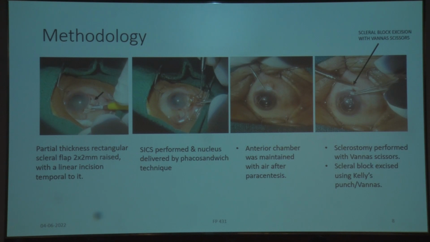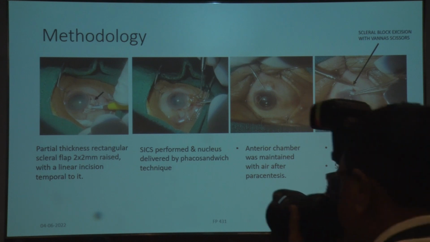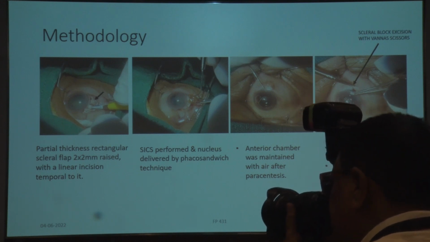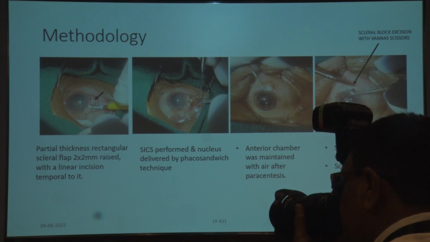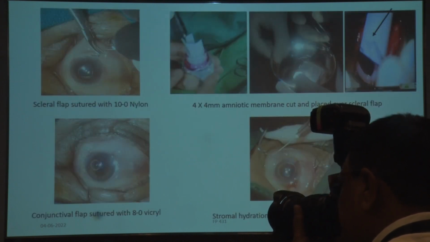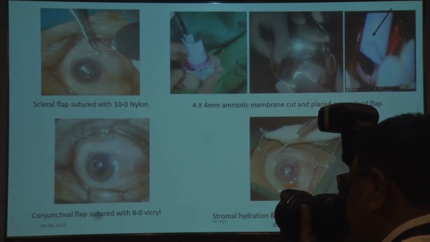The methodology: a partial thickness rectangular flap of 2 into 2 mm was raised, and if it was a combined procedure, a linear incision temporal to it was taken. Anterior chamber was then maintained with air after paracentesis. Sclerostomy was performed with Vannas scissors, and the scleral block was excised using Kelly sponge or Vannas. The scleral flap was then sutured with 10-0 nylon.